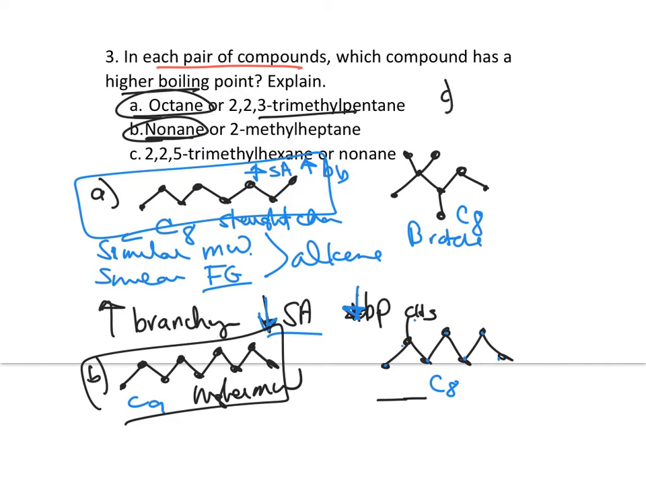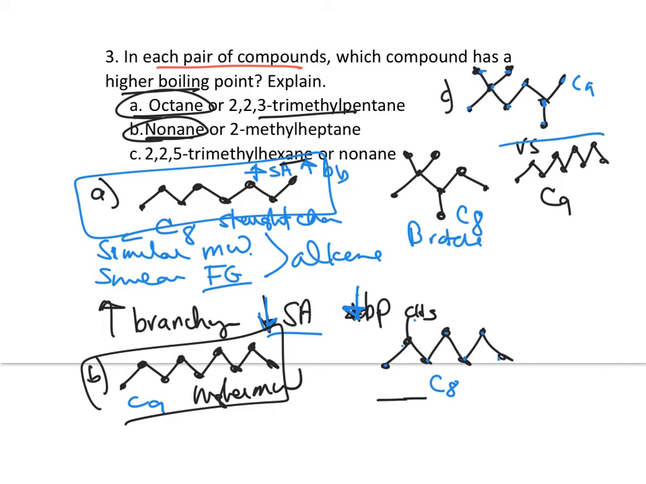Okay, C, we got to start with hexane. 1, 2, 3, 4, 5, 6. And then on the 2, you have 2,2-trimethyl, and there's your 5. And then versus nonane, 1, 2, 3, 4, 5, 6, 7, 8, 9. So that's 9 carbons. So how many do we have here? 1, 2, 3, 4, 5, 6, 7, 8, 9. This is also 9. They're both alkanes.